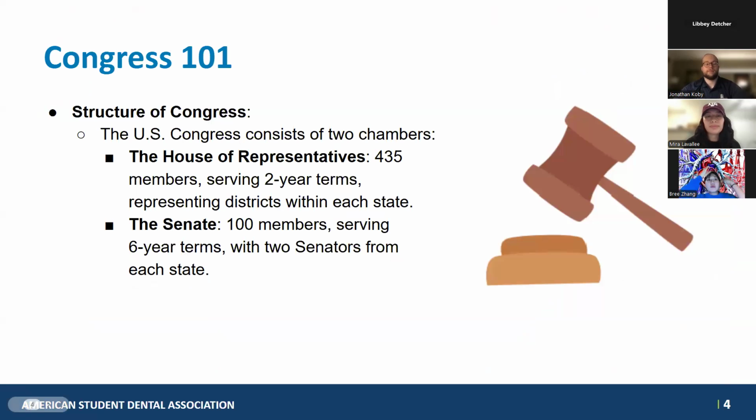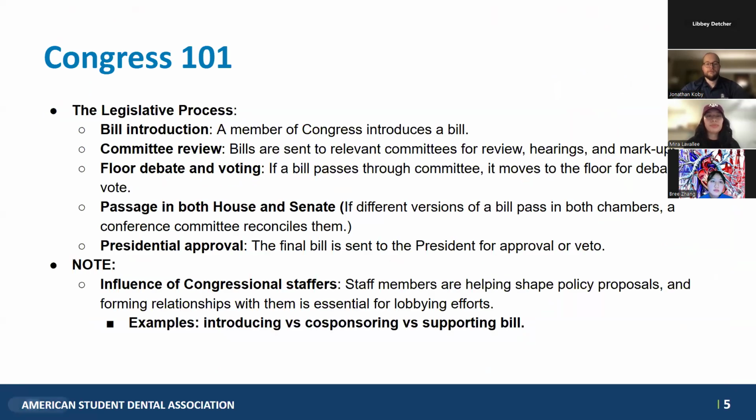So Congress 101. The way Congress is structured is that we have two chambers, the House of Representatives serving 2-year terms, and the Senate, 100 members serving 6-year terms, with 2 senators from each state. And usually the legislative process goes about in this way. At the start of a Congress, a member will introduce a bill, and then it will go to a committee. The bills are sent to relevant committees for reviews, hearings, and markups. And then there is a floor debate and voting. So if a bill passes through the committee, it moves to the floor for debate and vote.